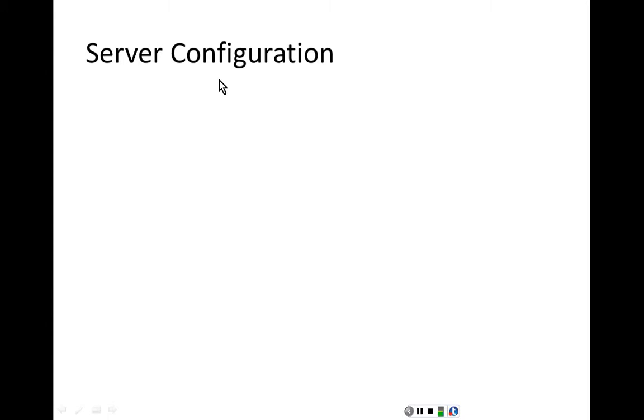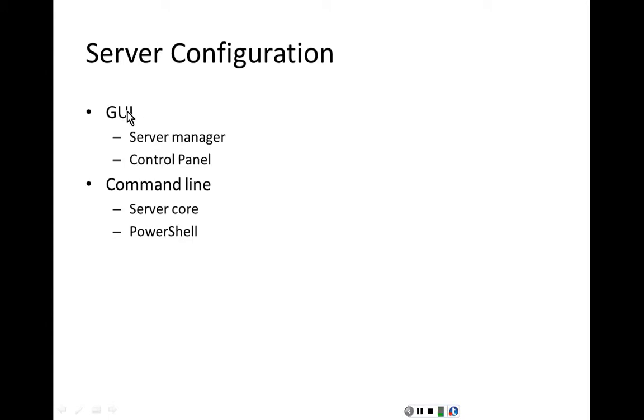Two general ways to configure a server: graphical user interface or the command line. The server manager is a graphical user interface, and the control panel is a graphical user interface, and we do a lot of server configuration using server manager and control panel. The server can also be configured from the command line. Server core is a command line only edition of Windows 2012 Server, and we will also look at PowerShell, which is a command line interface.